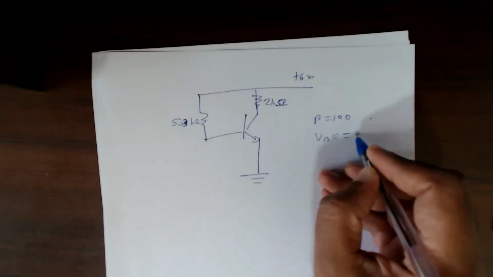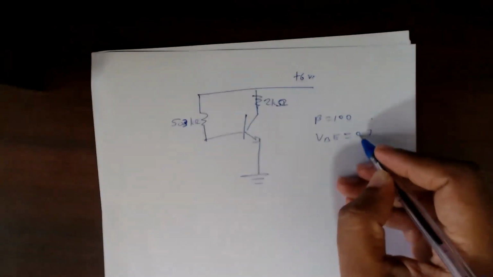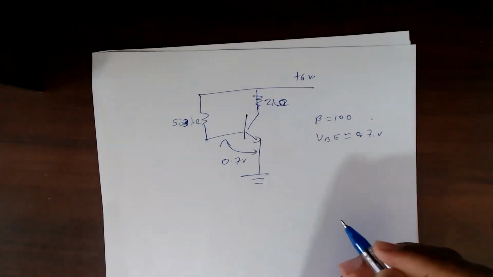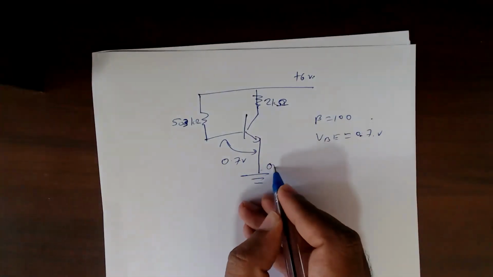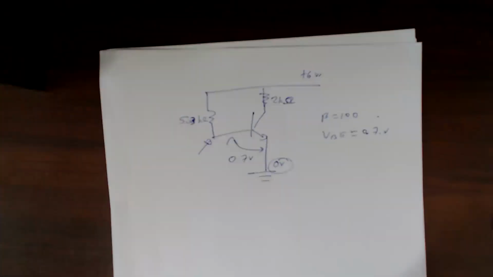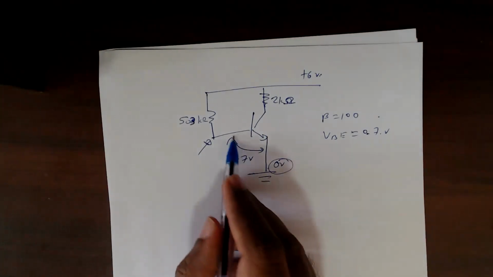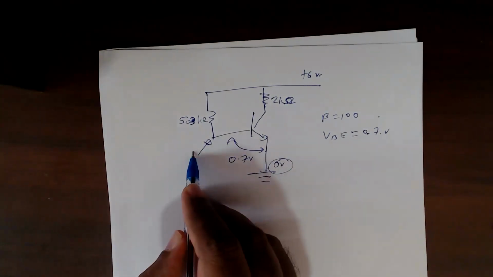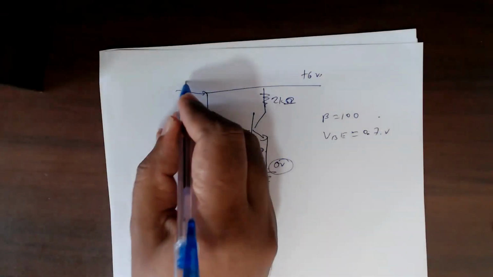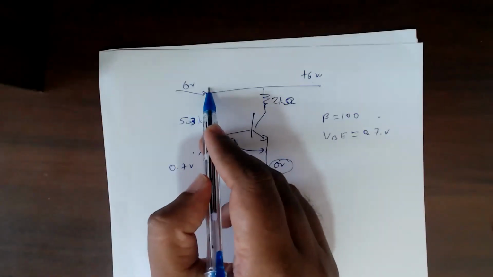VBE is 0.7 volts. That means this has 0.7 volt. So this is 0 volt because this is the ground line. So what is the voltage here? If this is 0.7, what is it here? 0.7, yes, 0.7 volt. Now remember, this one is 6 volt, the 6 volt power rail. This one is 0.7.